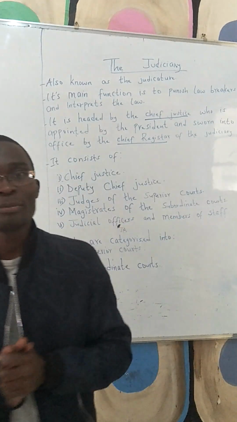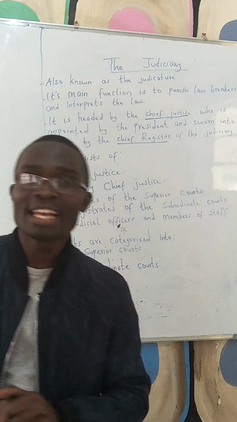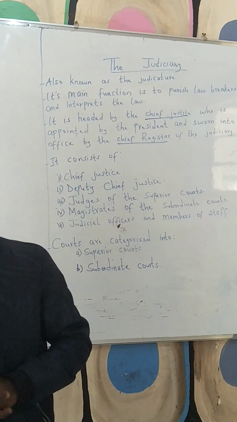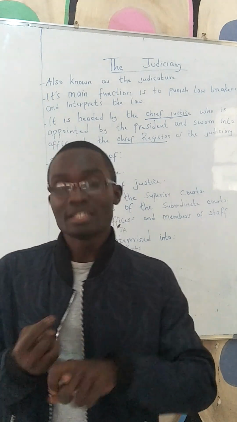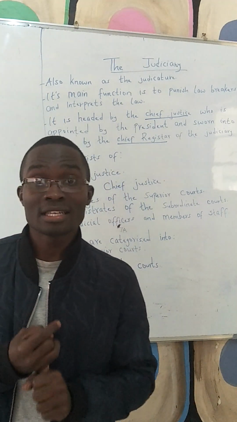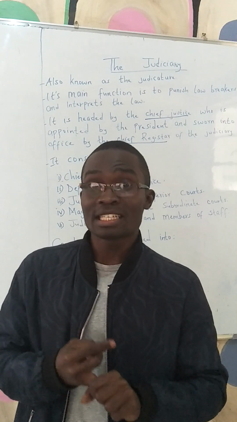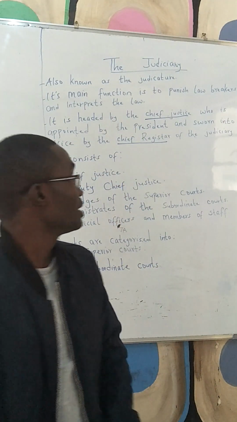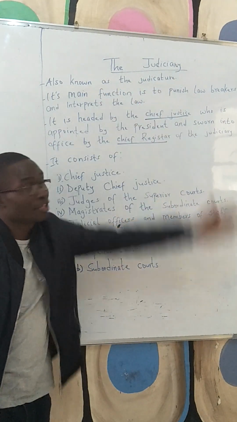Ladies and gentlemen, welcome back again to the third arm of the government. The first lesson talked about the first arm of the government, that was the legislature. The second one was the executive. Now the third arm of the government is the judiciary.